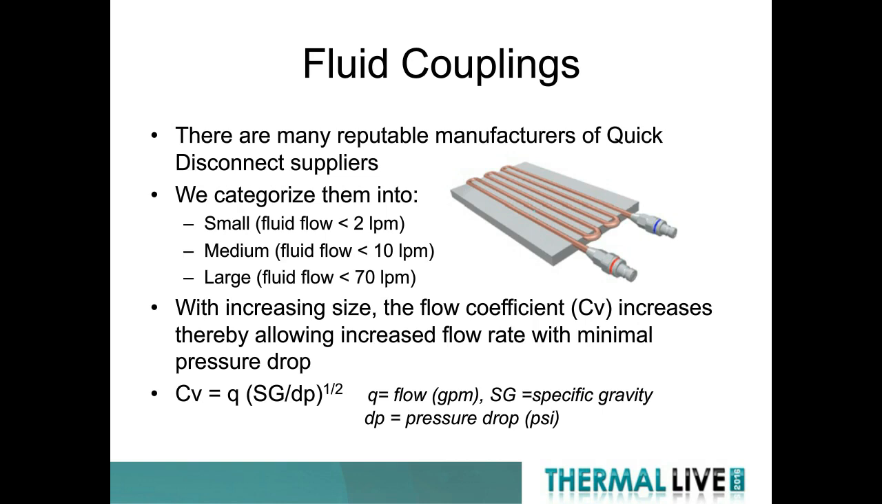With increasing size, there's a flow coefficient, the CV, which is dependent upon the manufacturer of the actual fluid coupling, so we see some variance. But typically it increases with increasing size, so that the flow rate has minimal pressure drop. On the next slide, you'll see how this is impacted.